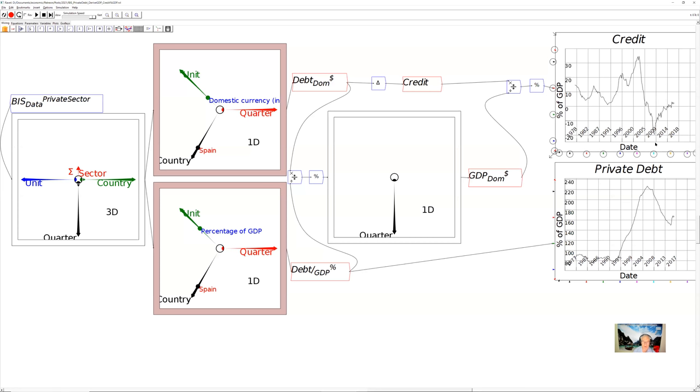And this is left out of the mainstream thinking. They don't even look at this data, even though the statisticians collected it. That's what they're ignoring.